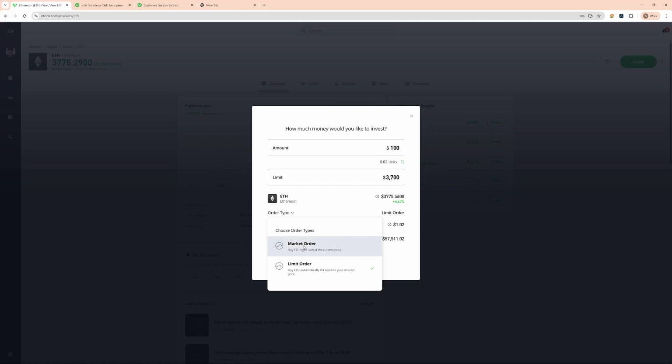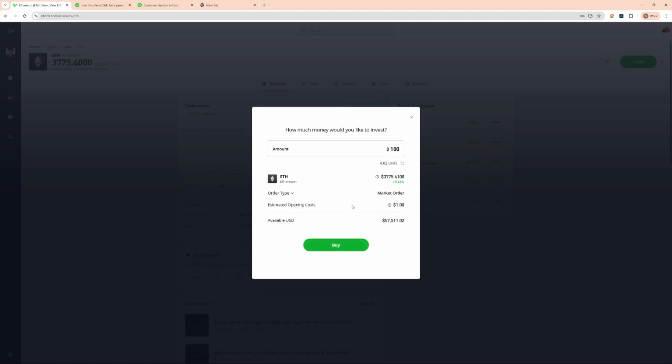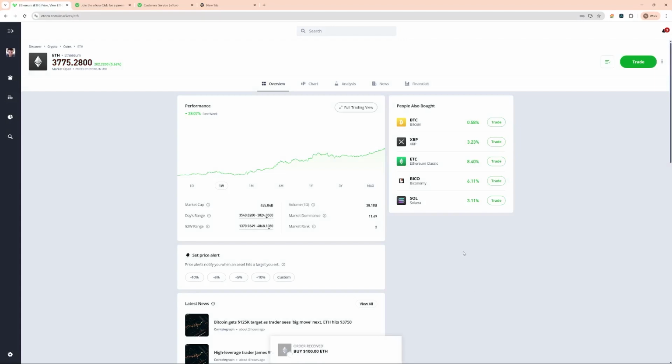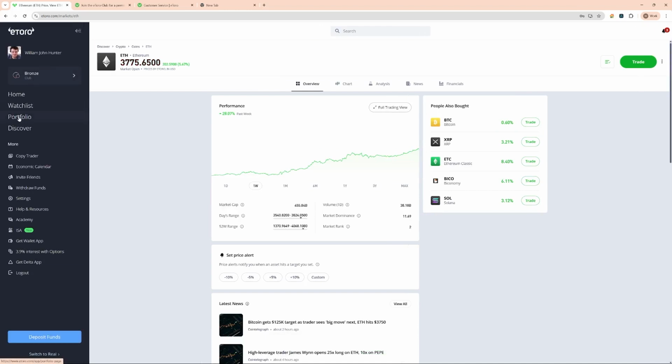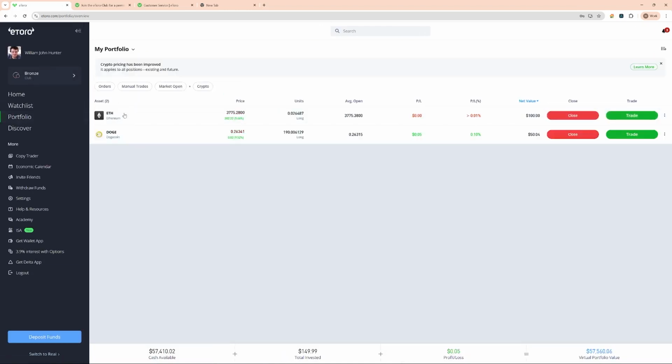So for the purposes of this tutorial, I will do a market order, which will buy it at price. And I can go ahead here and press buy. And then I have bought Ethereum here. You can see the buy order has filled. And if I come over here and go to my portfolio on the left-hand side, you can see here that I have Ethereum now in my portfolio.